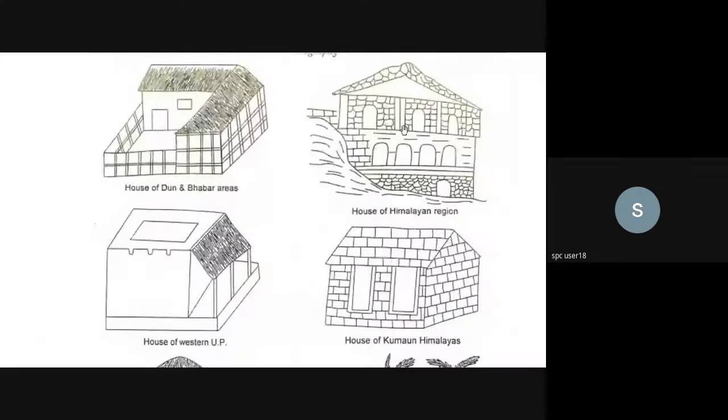Then we come to the houses of the Doon and the Bhabar areas. In the Doons and Bhabar areas, you'll see that the Himalayan rivers come down from the Shivalik, which are basically the smallest of the three mountain ranges of the Himalayas, and water rushes out from there and then comes to the plain.